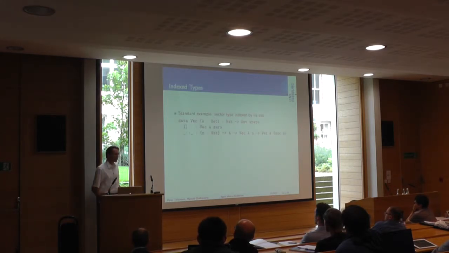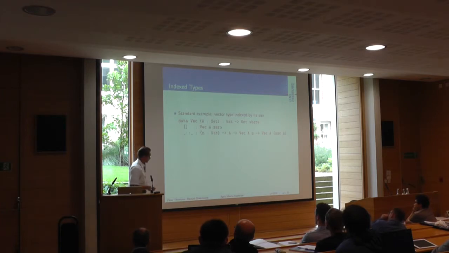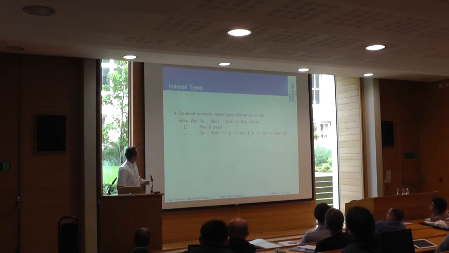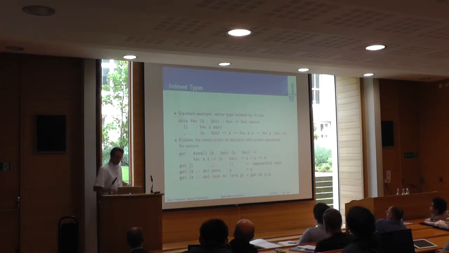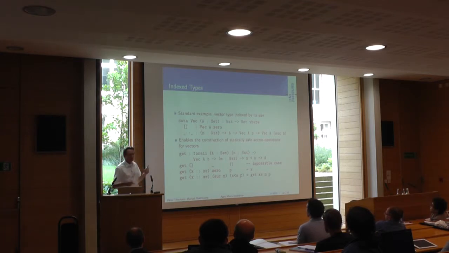So the standard example, just to get you into the mood of the main application that we've been able to exploit here, is that you have a vector type that's indexed by its size. I don't think I need to go through that slowly, because this is really the standard example. So the empty vector is indexed with 0, and then the non-empty one is indexed with 1 more than its rest. And what it boils down to is that you can use this kind of types to enable safe accesses where no runtime bounds checking is necessary anymore.